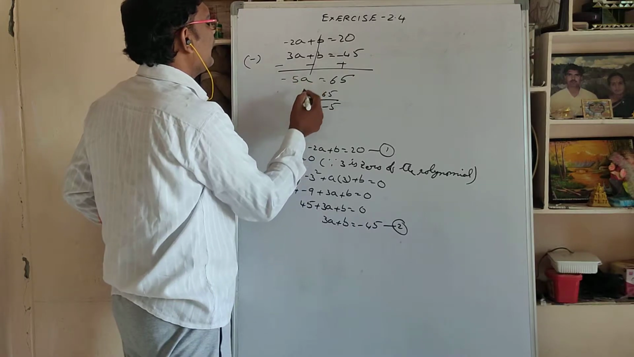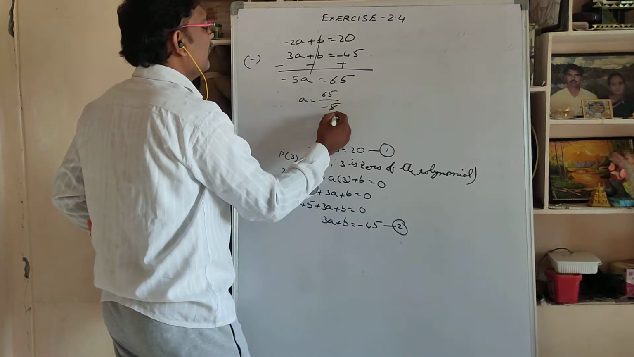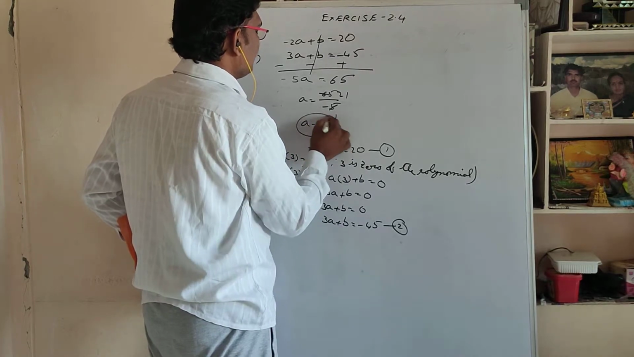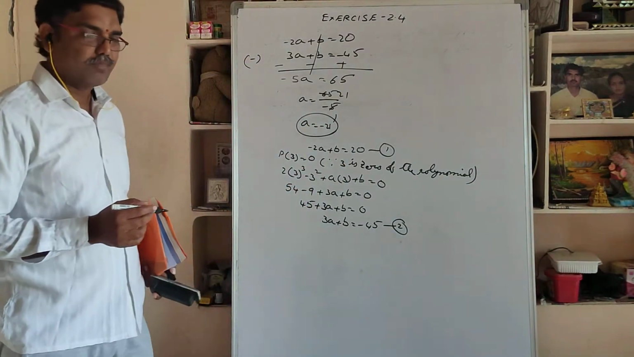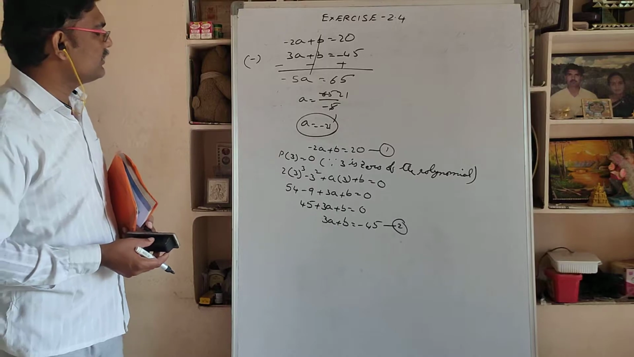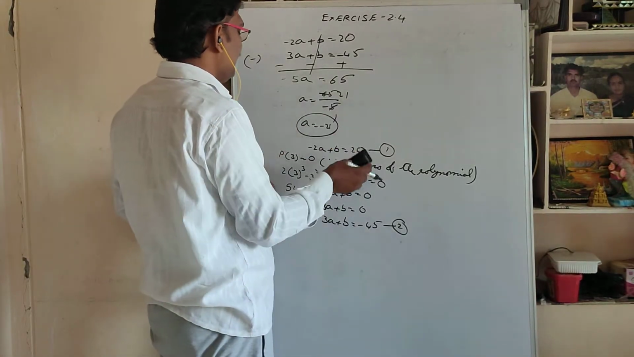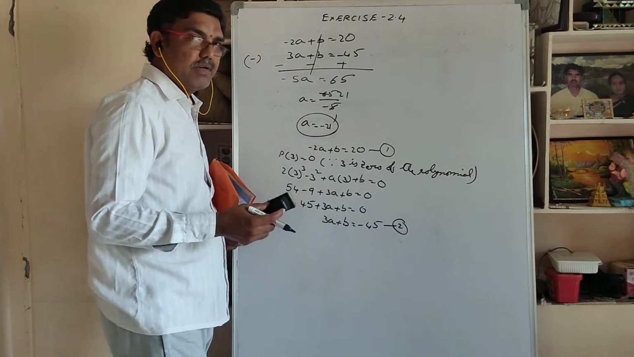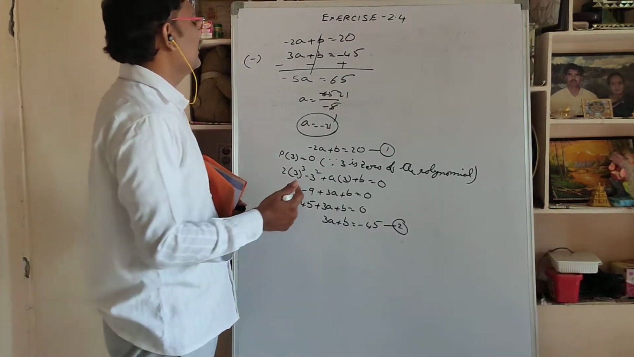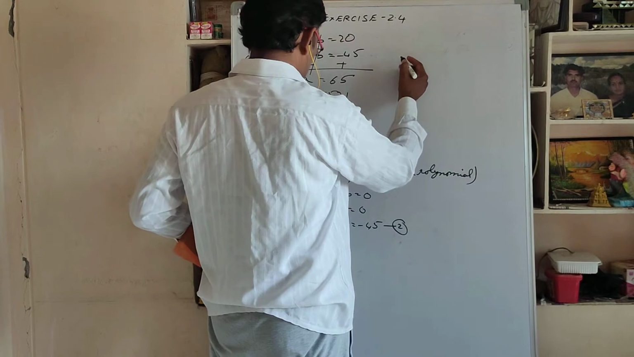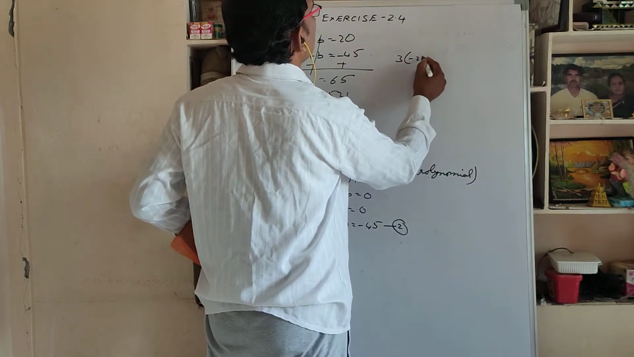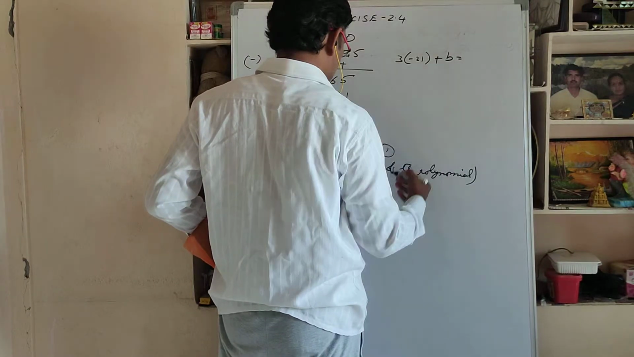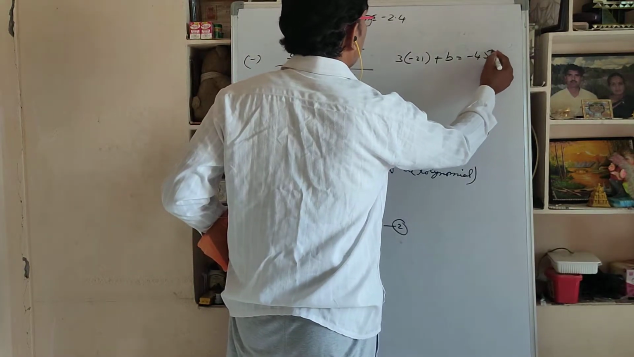Minus 5 is multiplying a, so it will divide. 5 13s are 65, so you are getting a value as minus 13. To get b value, substitute a value in 1 or 2, your wish. You can substitute in any equation. So I am substituting in 2. 3a plus b is equal to minus 45.